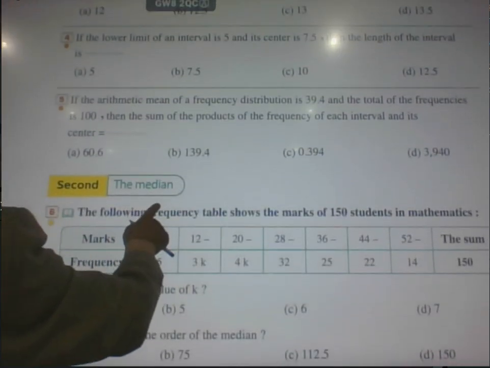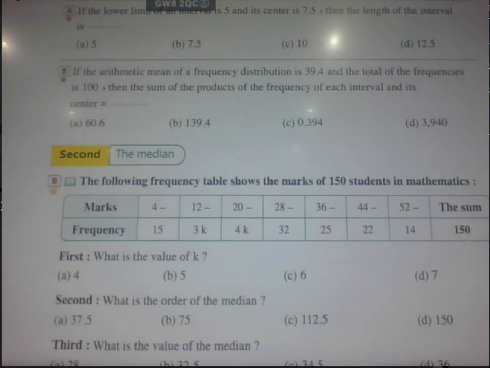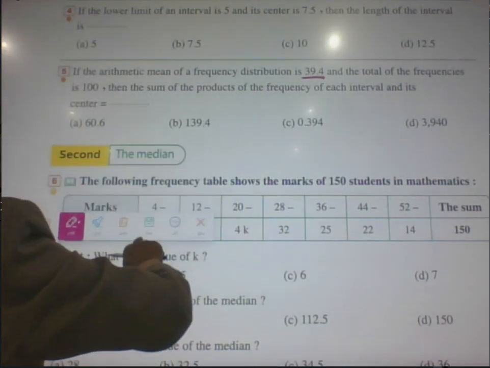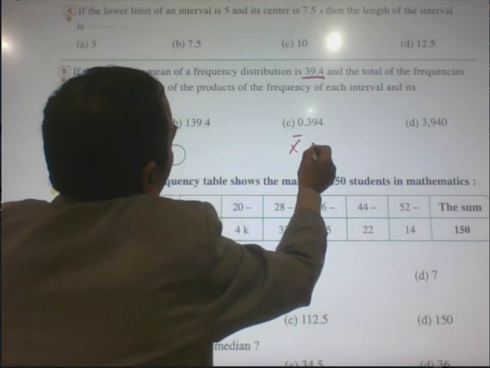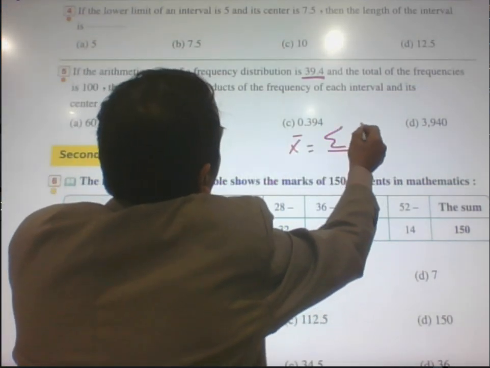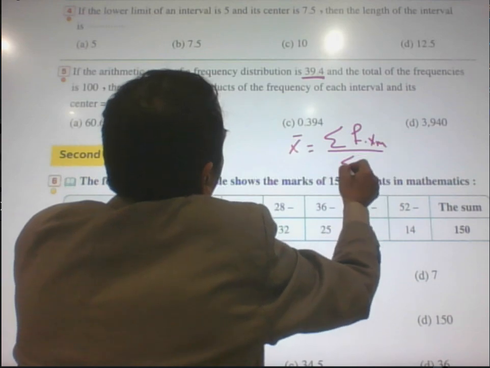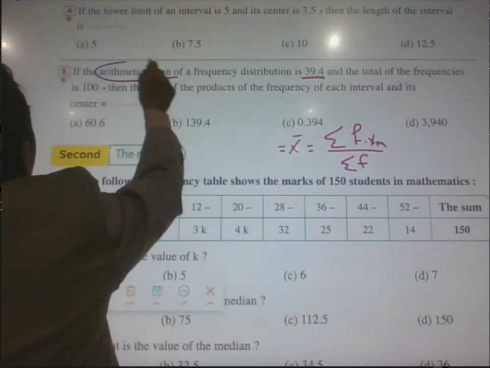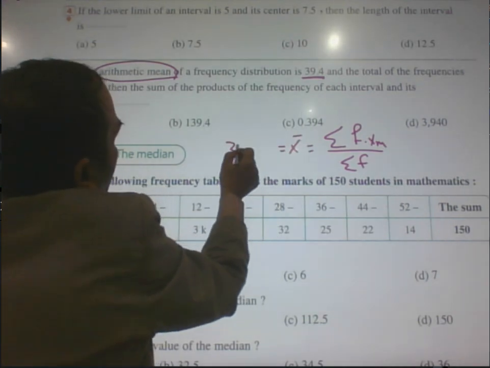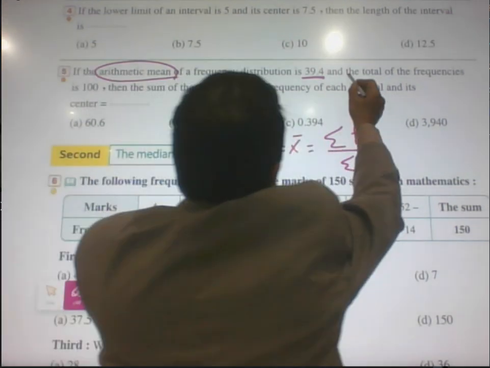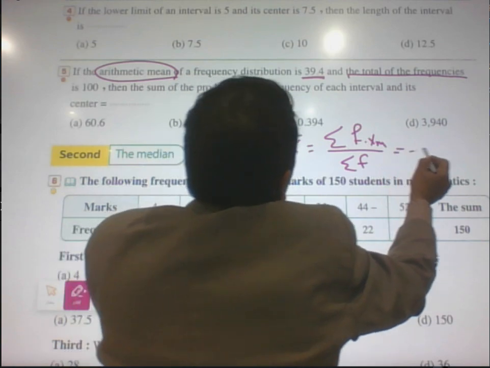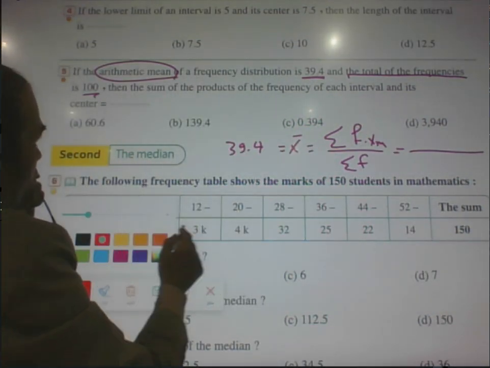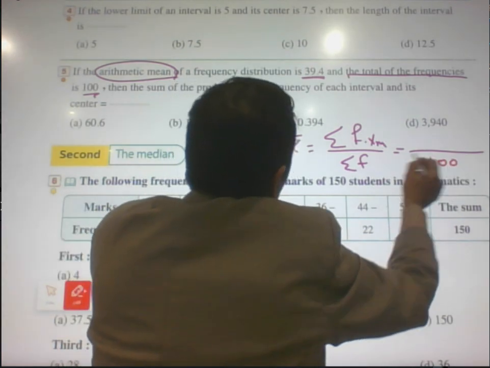Next question, number 5. The arithmetic mean of frequency is 39.4. We have x bar equals the summation of frequency times xm over the summation of frequency. The arithmetic mean here means x bar. X bar equals 39.4, and the total of frequency was 100.